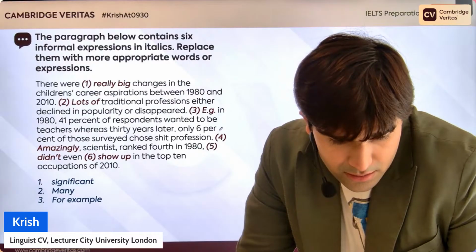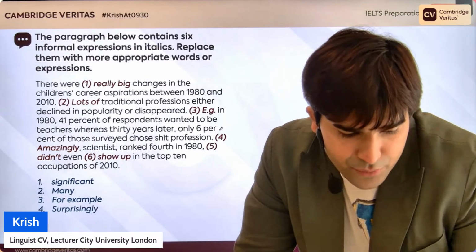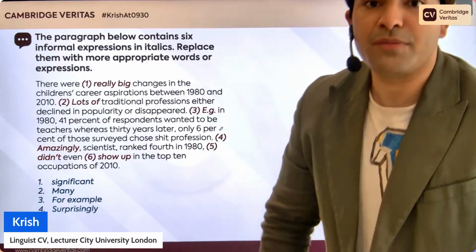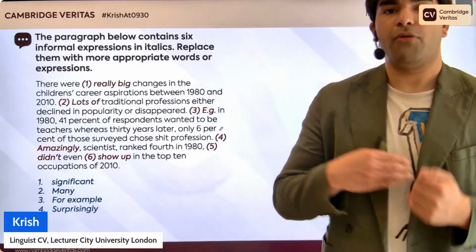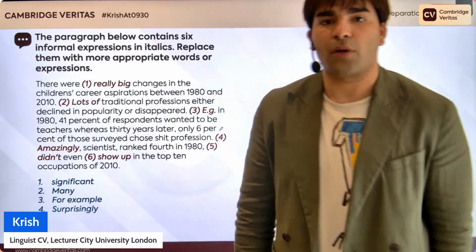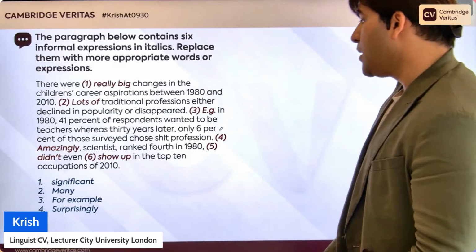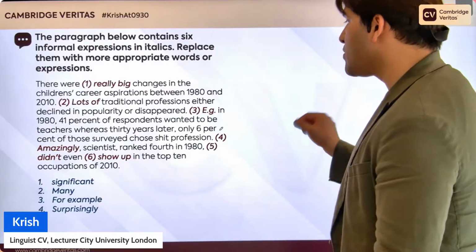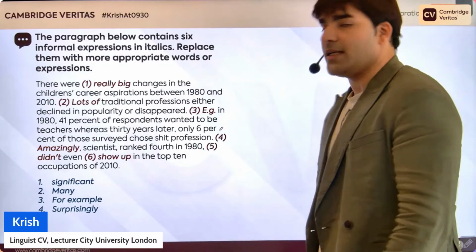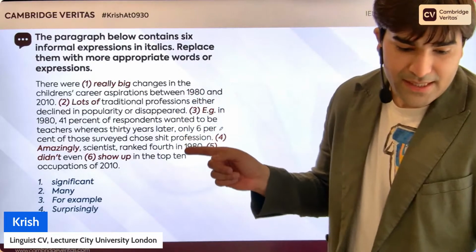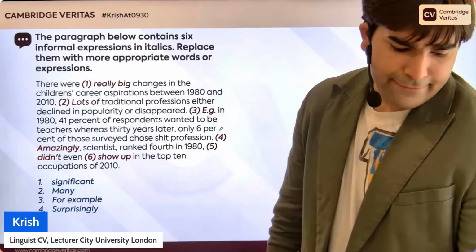Philip, enormously. Enormously in this case. Okay, what I've written is surprisingly. It has to match the meaning, the context as well. So if you read it, it's not like you add anything and everything off the top of your head. So the idea is it's got to match the context as well. So surprisingly fits the context here. It goes surprisingly, scientist ranked 4th in 1980. Okay, number 5 is easy peasy. Tell me what is the problem with number 5? What is the problem with number 5?